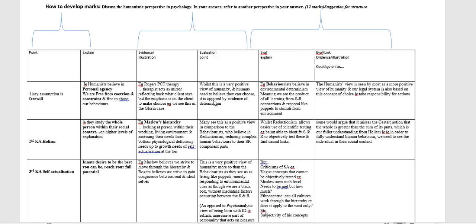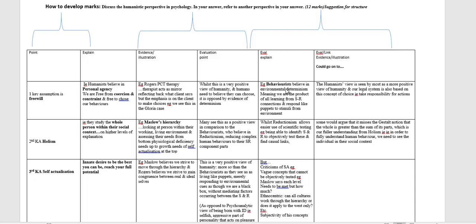So now we're going to go on to evaluate humanism. Okay, whilst this is a very positive view of humanity and humans need to believe they can choose, it is opposed by evidence of determinism, and now we bring in an alternative, e.g. the behaviourists believe in environmental determinism. What does that mean? It means that we're the product of all learning from SR, stimulus-response connections, and we respond like puppets to stimuli from environment. You don't need all of that, but it's actually showing that you know about the behaviourists.